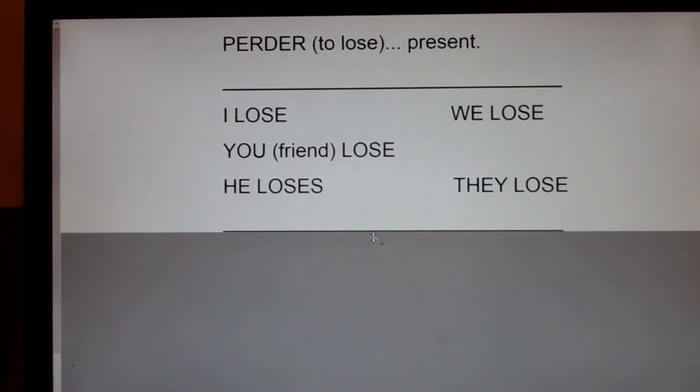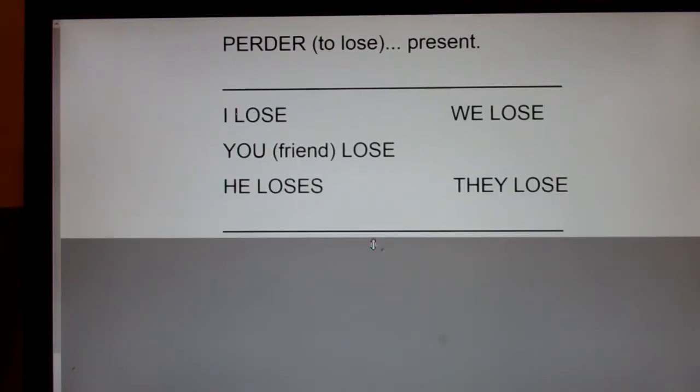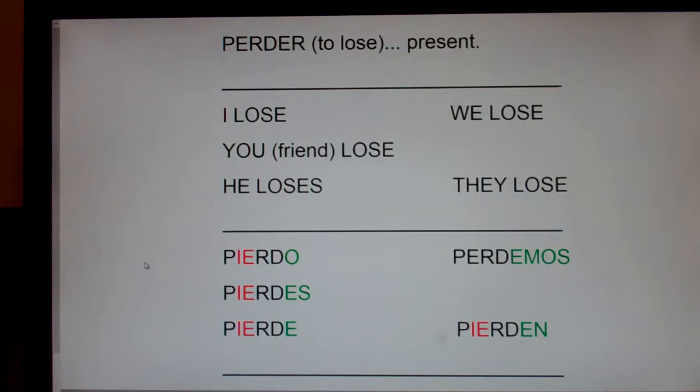Now, I'm going to say each form of the verb in English and Spanish and clap, and then I'd like you to repeat with me. Here we go. I lose. Yo pierdo. You lose. Tú pierdes. He loses. Él pierde. We lose. Nosotros perdemos. They lose. Ellos pierden.